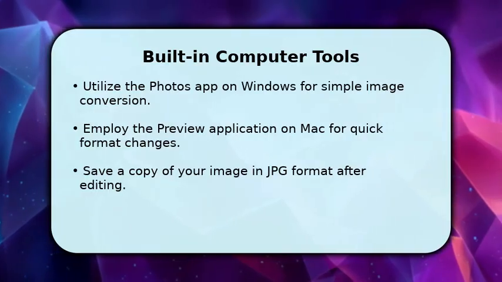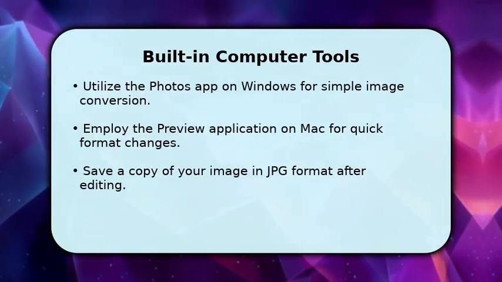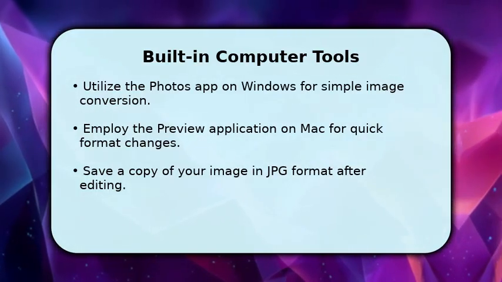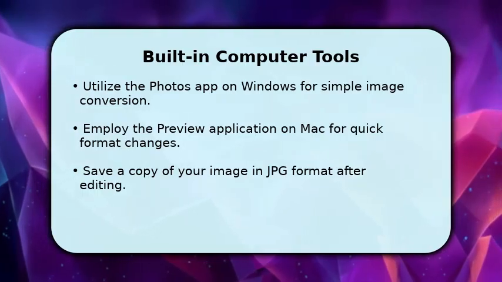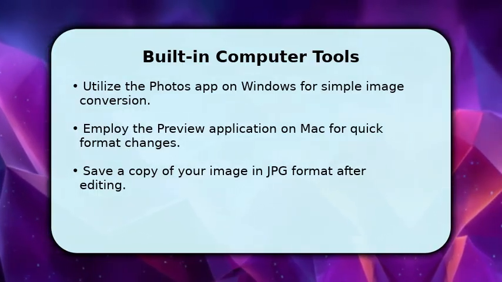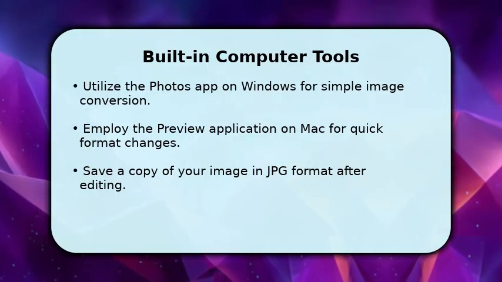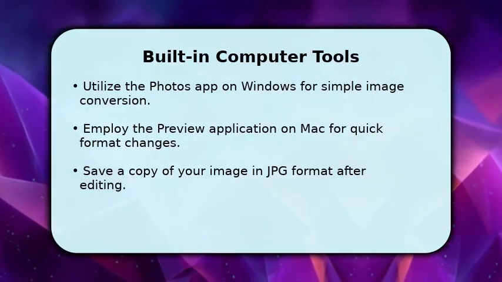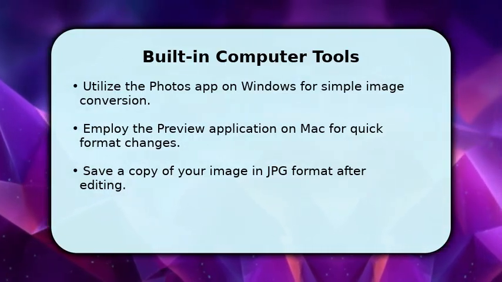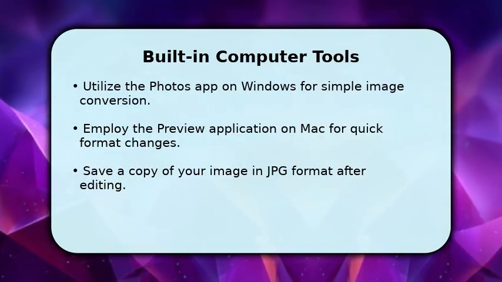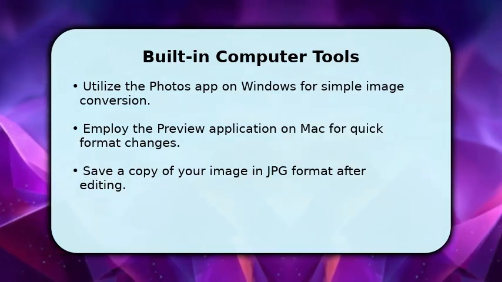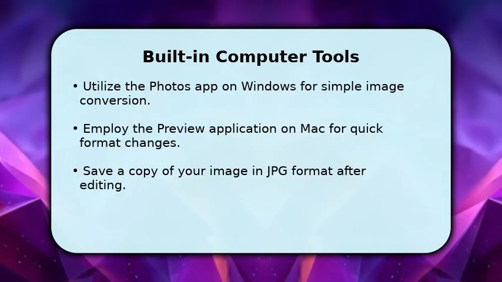Many computers come equipped with built-in tools perfect for this task. On Windows, the Photos app allows you to open an image and then use Save As to select JPG. Mac users can easily achieve this with the Preview application. Simply open your image, go to File, then Export, and choose JPG from the format options. These methods are quick and require no additional software downloads, making them very convenient for everyday use.